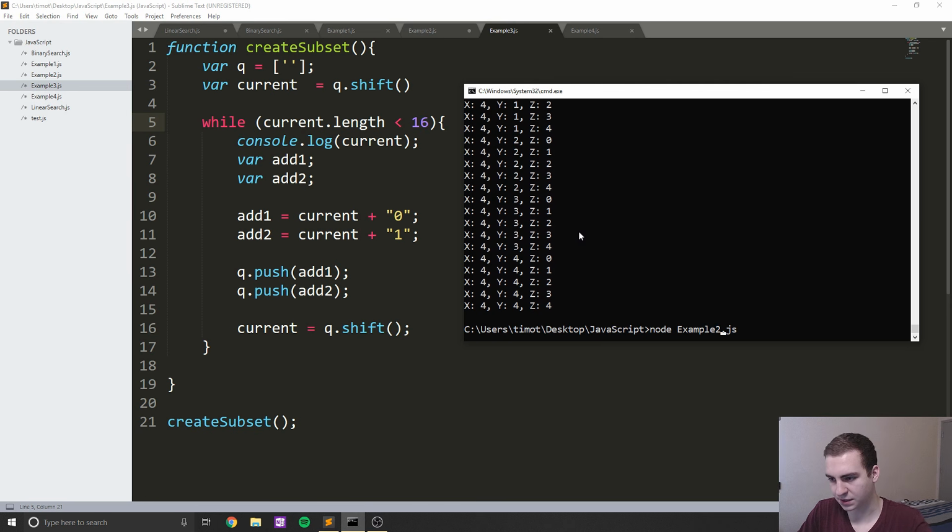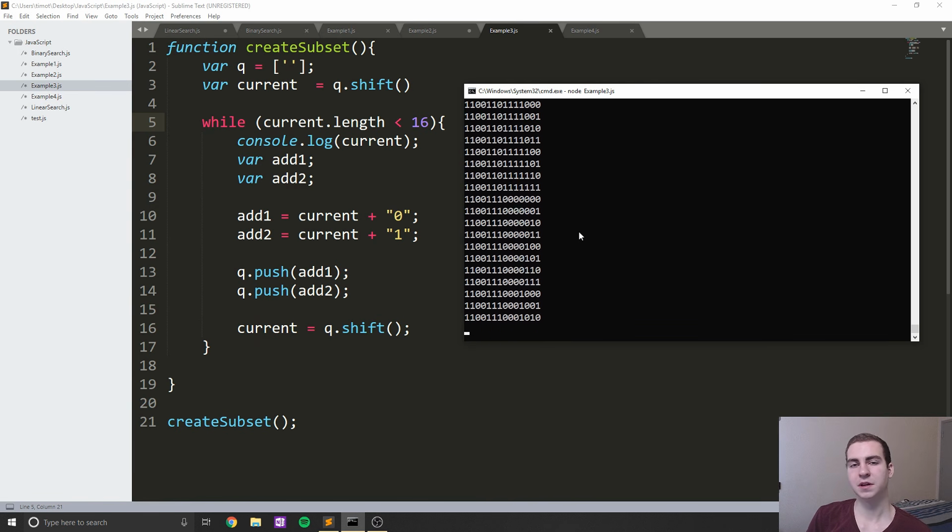So let's go down here. It's example3.js. All right, ready? I'm going to run this. Watch my screen. This is going to take a second to happen. And this is what I'm talking about with the time complexity, right? I'm only making all of the binary numbers of length 16. But look how long this is taking to run.